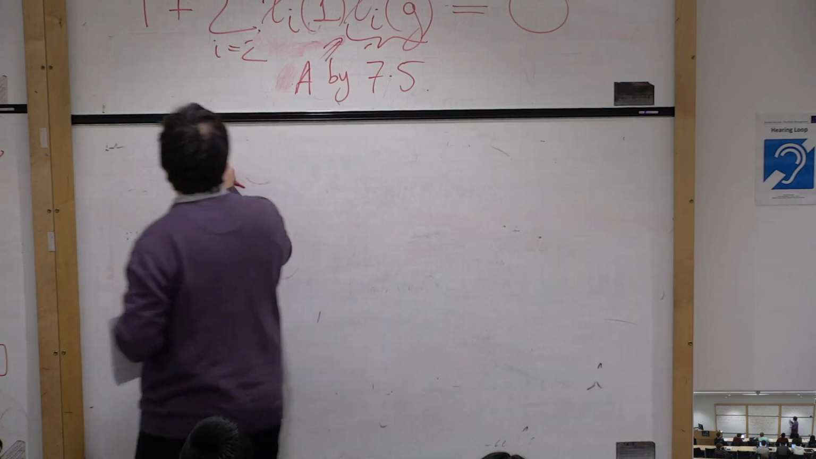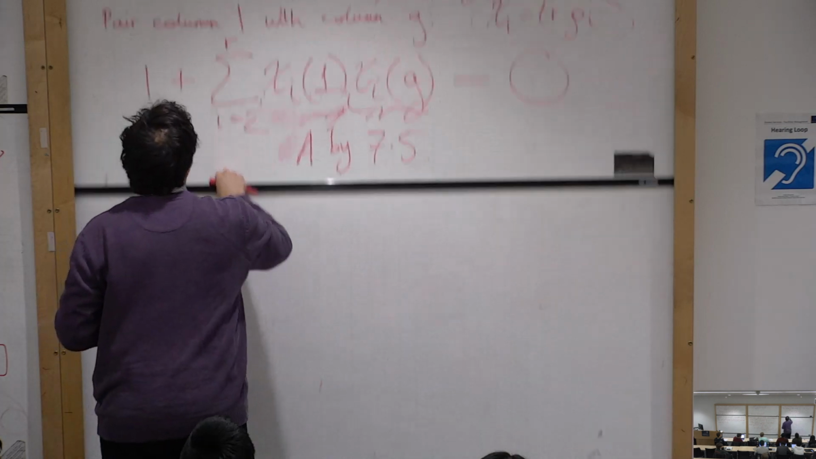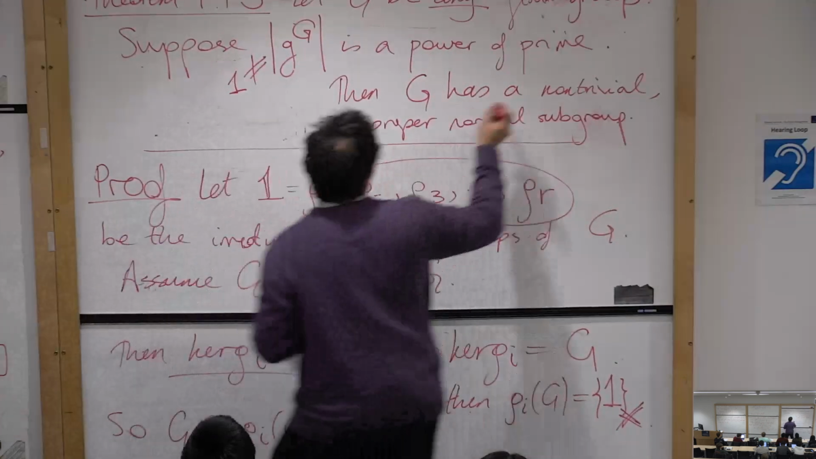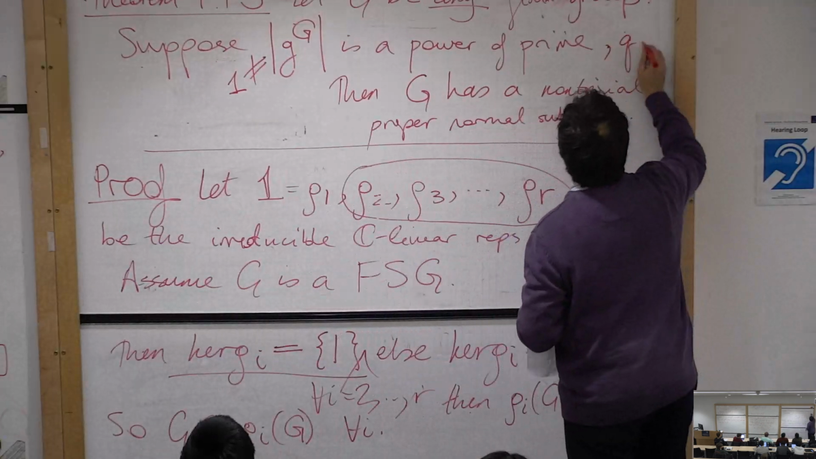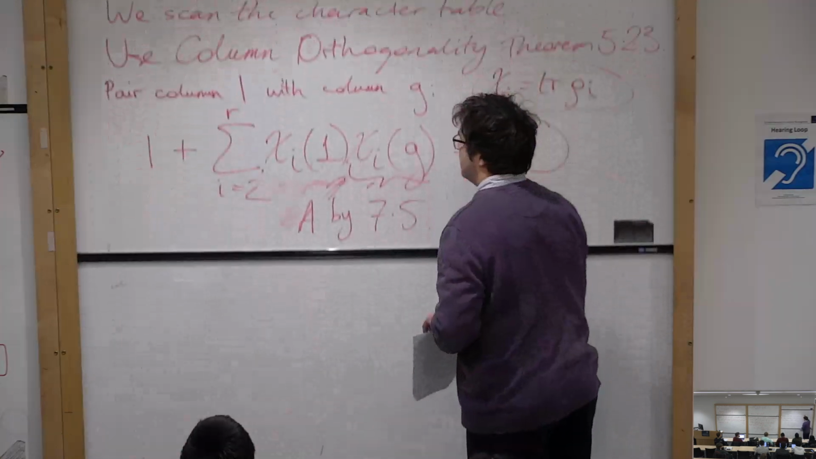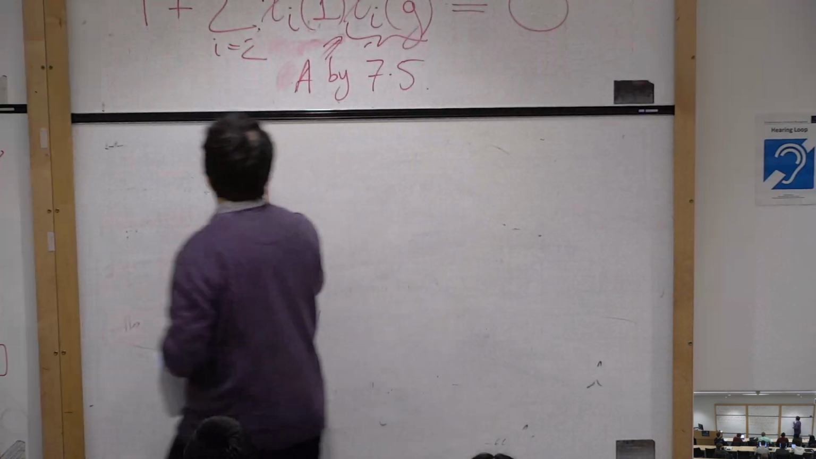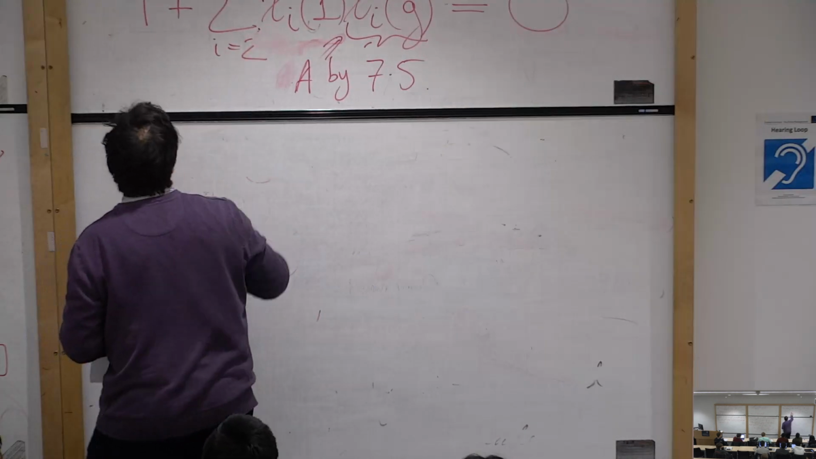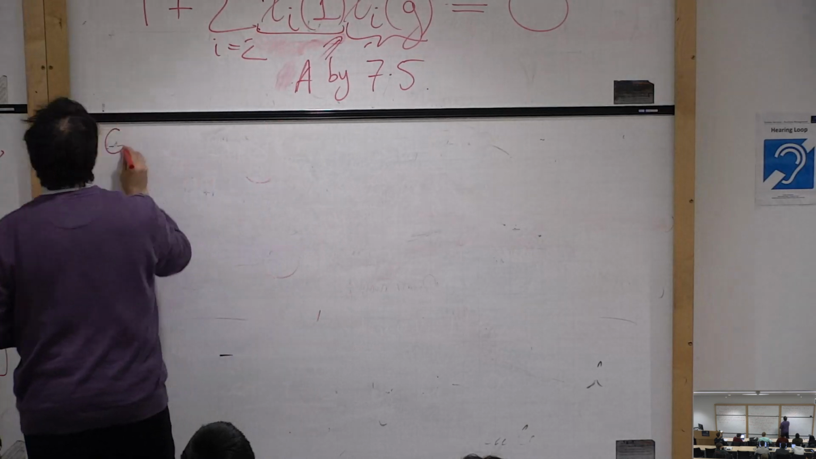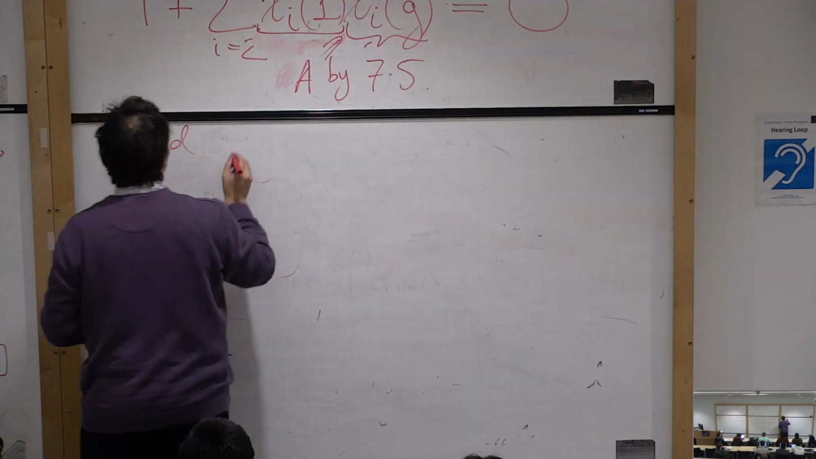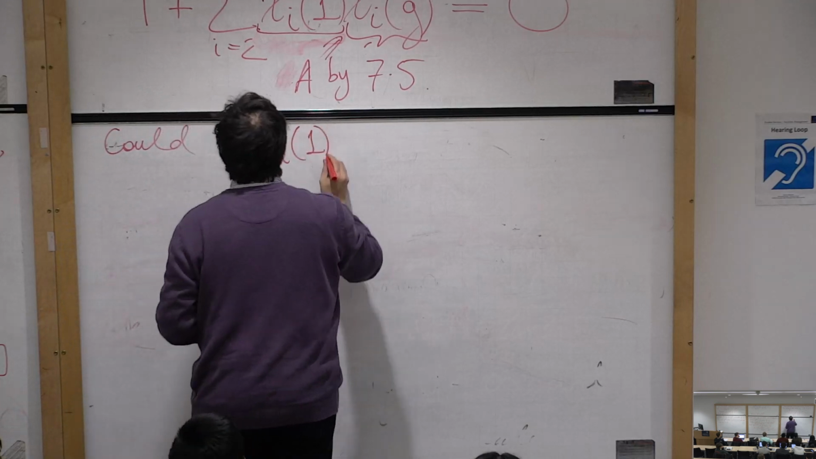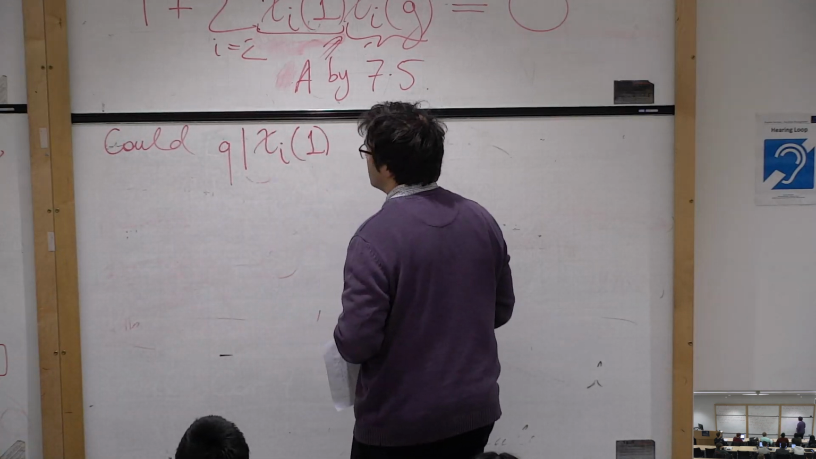So let's think about Q. Q is the power of prime called Q. I should get on with it. So think about Q. What does Q do to these things? Could it be that Q divides the degrees, all the irreducible degrees other than the trivial one?